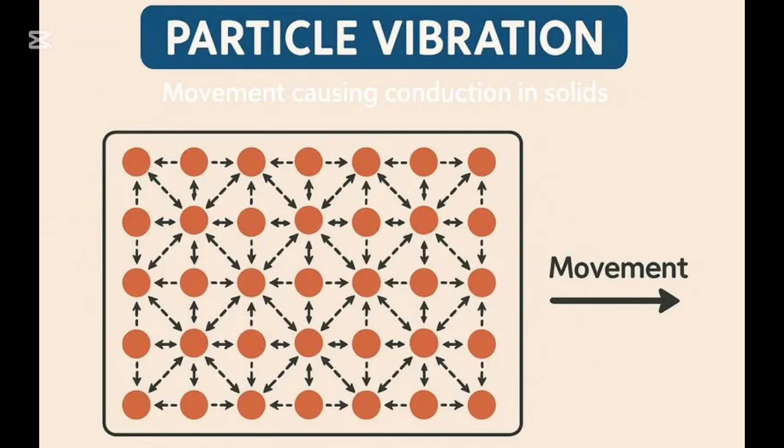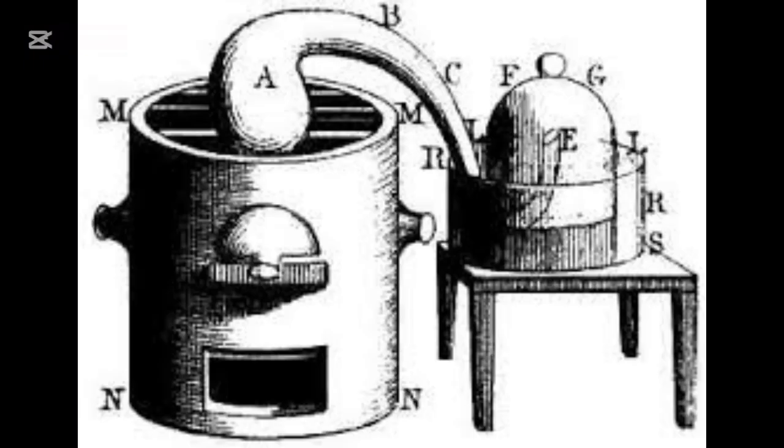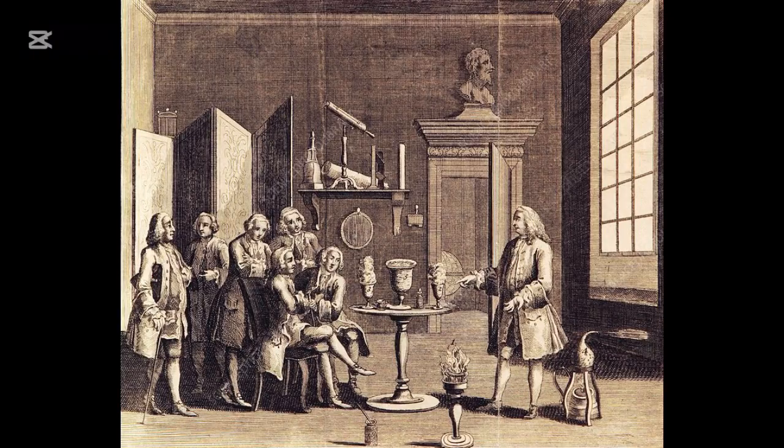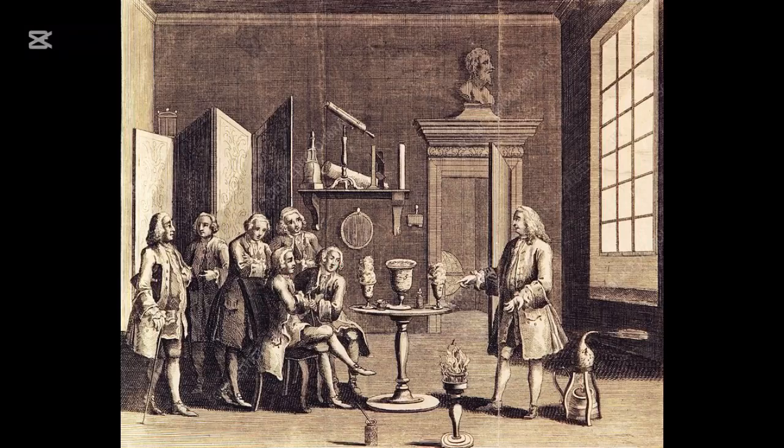through a solid. In the 18th century, the caloric theory, and here is an image of the caloric theory, dominated science by viewing heat as a weightless, invisible fluid called caloric that physically flowed from hot objects to cold ones, filling the space between their atoms. In contrast, the emerging kinetic theory, and here is an image of the kinetic theory, proposed that heat was not a substance at all, but rather the result of internal motion and vibration of particles within a material.